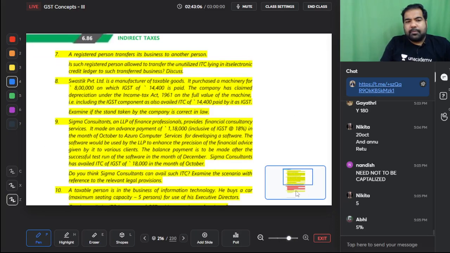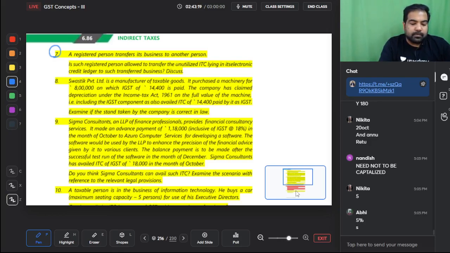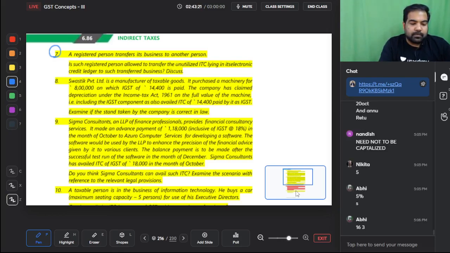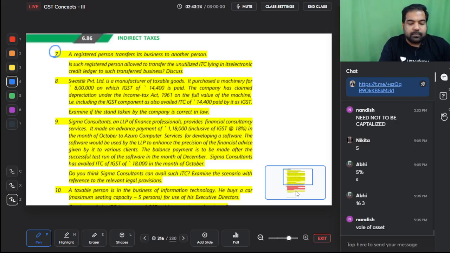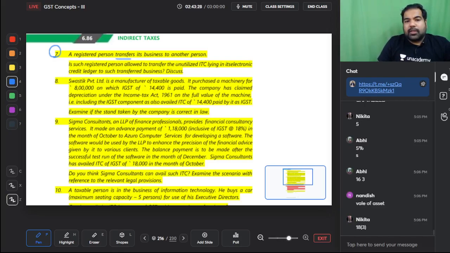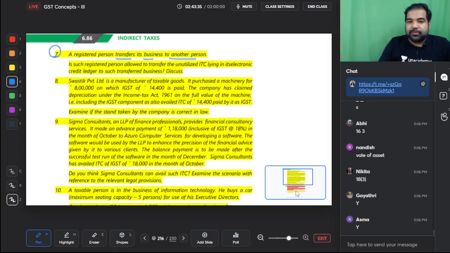Next, please read and please answer. Transfers your business to another person. Is such a person allowed to transfer? Yes, by filing GST ITC-02. Next.